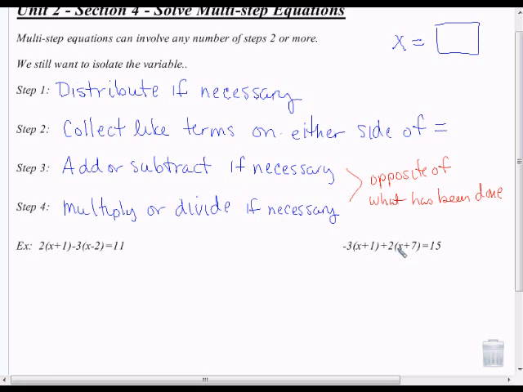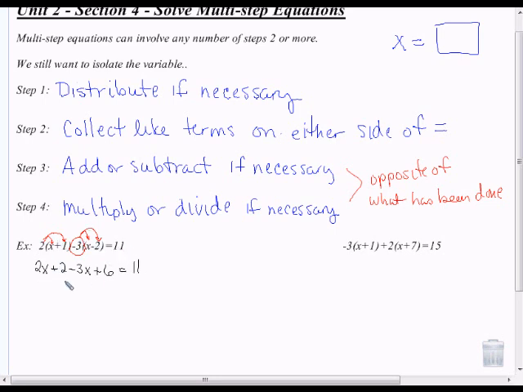Okay, so the first step is we're going to distribute. So I'm going to distribute that 2 and this -3. When I distribute this 2, I get 2x plus 2. And then I have to remember when it's -3, I have to multiply by -3. So I get minus 3x plus 6 equals 11. I don't have anything to do on the other side, so I just carry through the 11.